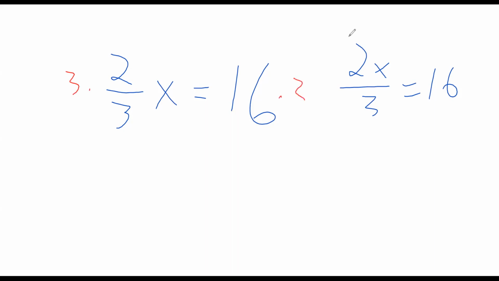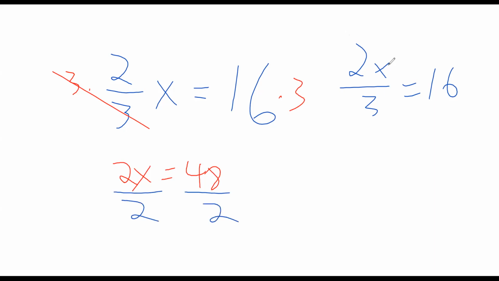As long as you do it to both sides, you're golden. Those 3's will cancel, leaving you just with 2x. 16 times 3 is 48. And then now you would divide both sides by 2, or multiply both sides by 1/2. I'll call it division this time. 48 divided by 2 is 24.